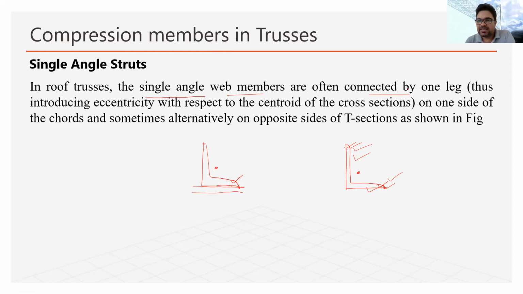So as it says here, therefore, if the angle is connected from one leg, it introduces eccentricity with respect to the centroid of the cross section. So this is the centroid on one side of the chord, and sometimes alternatively on opposite sides of the T section. Now I will show you one diagram.